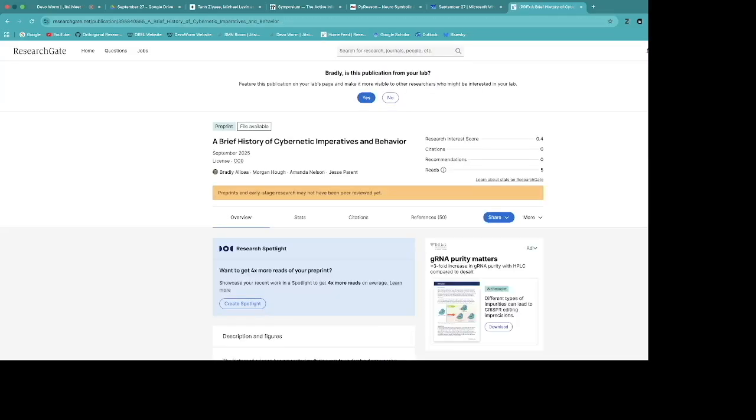And so this is the other paper. This is from our cybernetics group. So this is the cybernetics group listed as authors. And this is called A Brief History of Cybernetic Imperatives in Behavior. So this paper follows up on the talk that we gave last year at the Active Inference Institute Symposium.